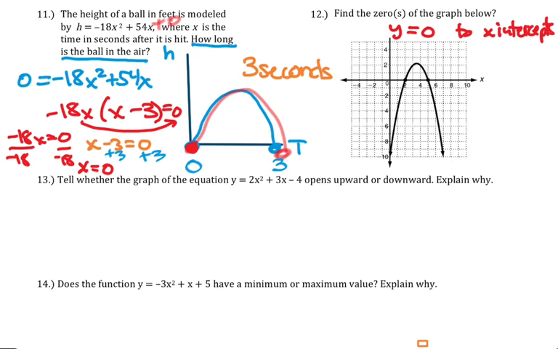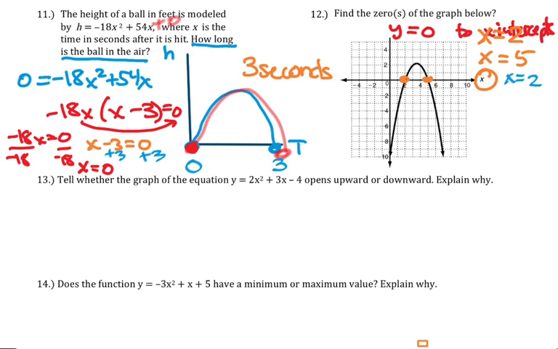On number 12, when it asks to solve for the 0, they're talking about when y is 0, right? When y is 0, we're always going to be looking for those x-intercepts right here. So we go ahead and look at the graph. They're right on there. We can see it's going to be 2 and 5, right? 2 and 5. And what does that tell us about this? It means that the solutions were 2 and 5.